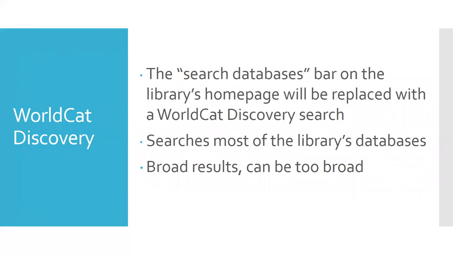So Worldcat Discovery is our kind of Google style search. It searches most of our databases and it'll get you a lot of results. That can be a good thing and a bad thing. Like if you enter a simple search keyword like bees, you'll get back over 42,000 results. And that's information overload. It's way too much to search through to find what you're looking for. In order to make those searches more effective, we have to narrow down our topic and narrow down some other factors too.